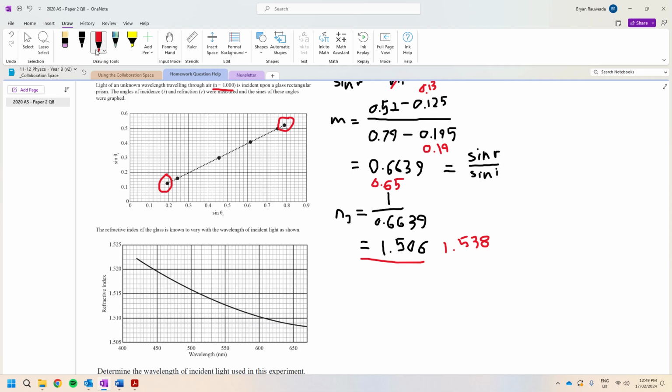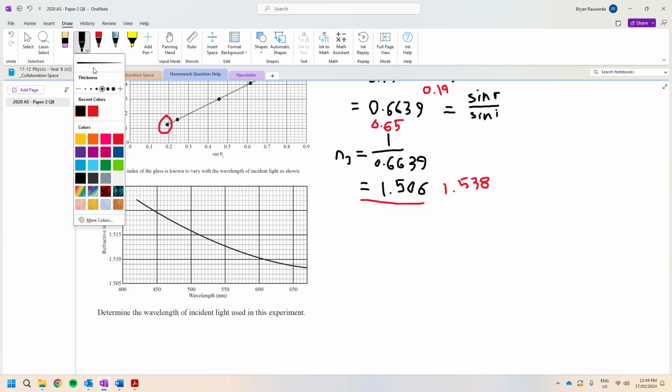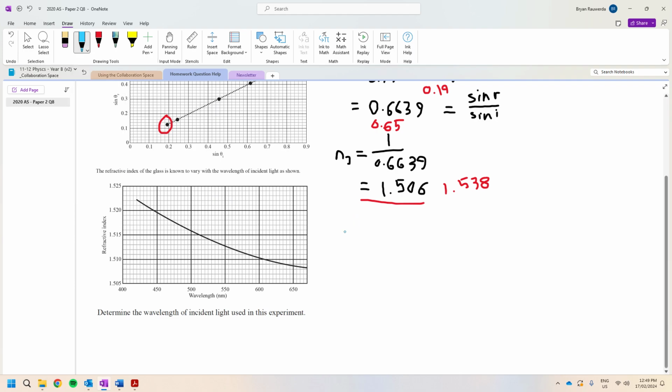Just for simplicity's sake, I'm going to use the number from the solutions, which I'll change to a different color again. So this number from the solutions, we get an N2 value of 1.511.